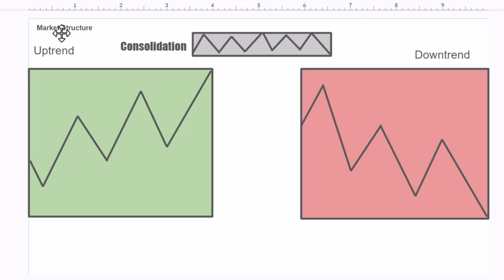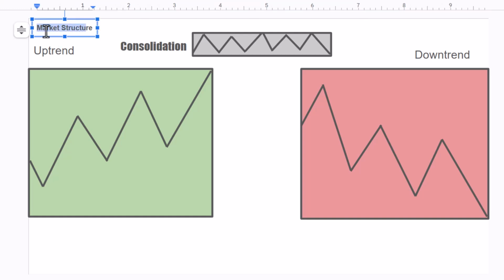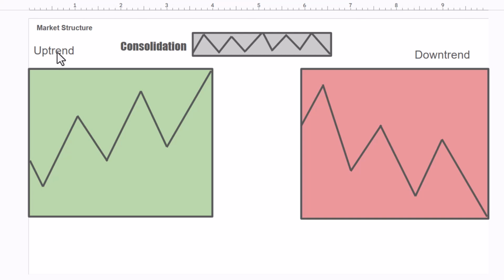So let's start off with understanding market structure. So why do we need to understand market structure? Well, market structure theory tells us that price is always in one of three stages. So price is either in an uptrend, right? We're either consolidating or we are in a downtrend. So that's what we can see on the screen that's happening right now.